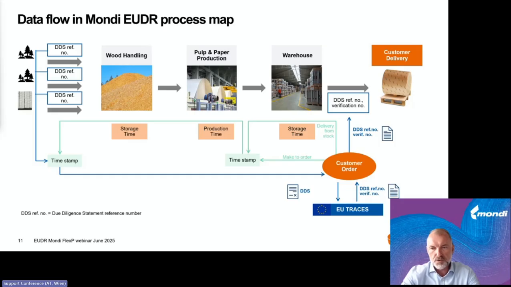And as a response, we receive our own due diligence statement reference number and verification number. These two numbers are then assigned to all deliveries related to this respective production order. We provide them together with delivery information and delivery documents to our customers. So that would be the paper production side. And now let's move to the converting area.